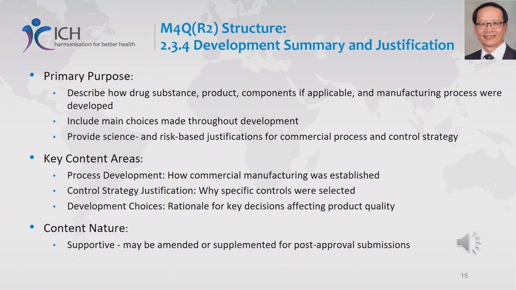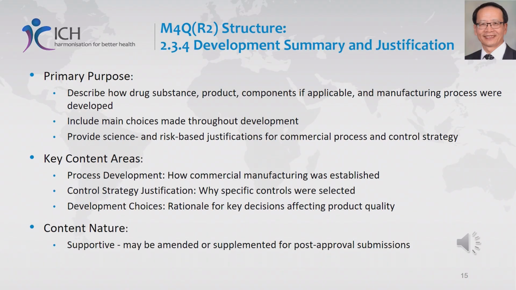Section 2.3.4 serves to describe the development journey and provide scientific rationale for key decisions. The prime purpose of this section is to describe how the drug substance, drug product, components, if applicable, and manufacturing process were developed. It includes the main choices made during the development and provides science and risk-based justification for the commercial process and control strategy.